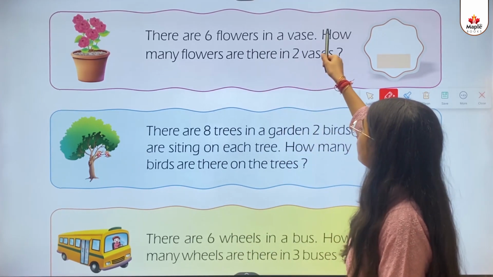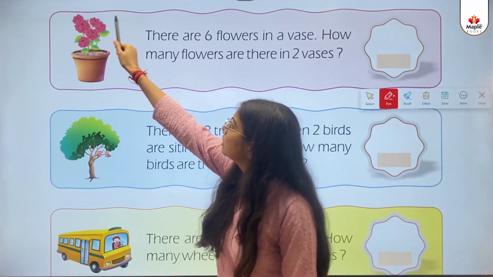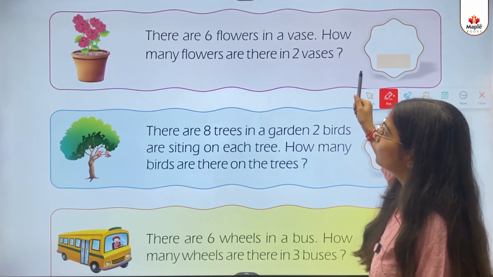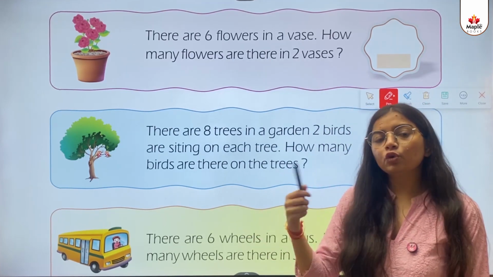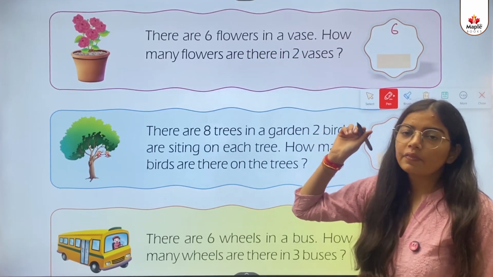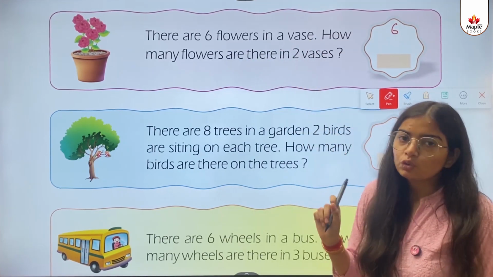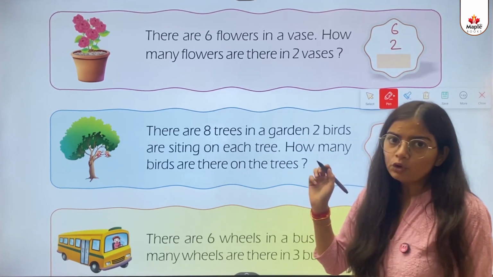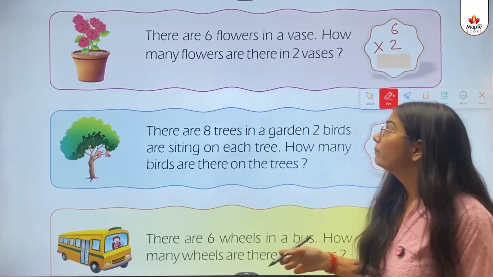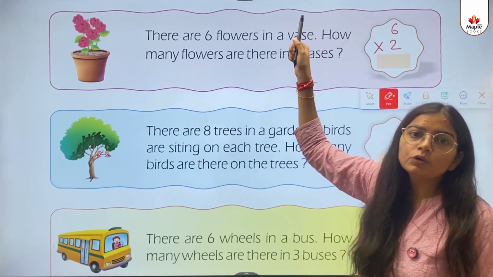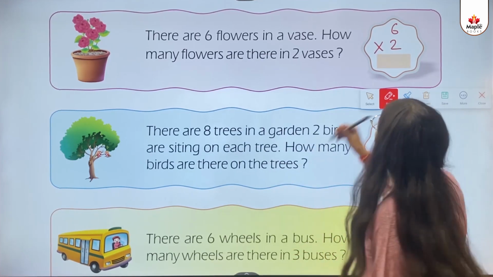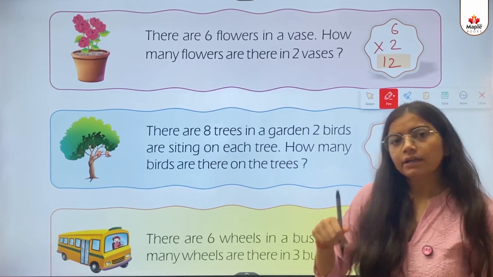There are 6 flowers in a vase. As you can see in the picture, there are 6 flowers in a vase. How many flowers are there in 2 vases? So they are asking about 2 vases. In 1 vase, there are only 6 flowers. So what will we write? 6 first. Then they are asking about 2. So we'll write here 2 and multiply it together. We'll put a multiply sign here. Then 6 2s are, or 2 6s are, is the same thing. So 2 6s are 12.